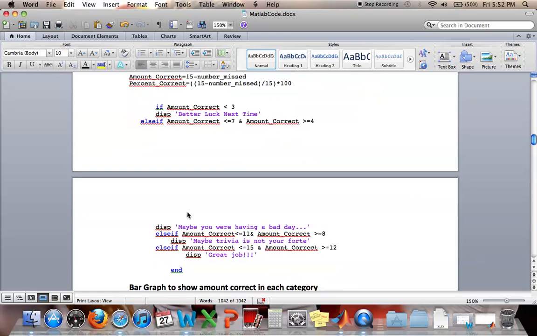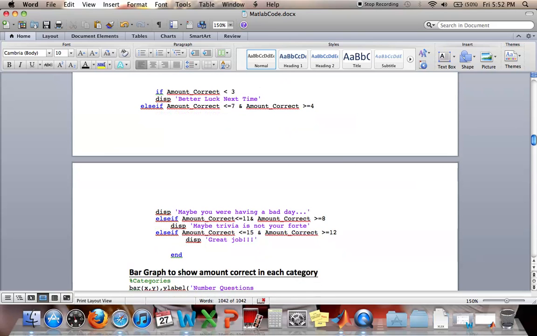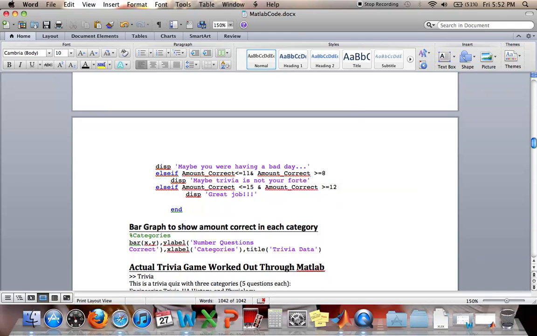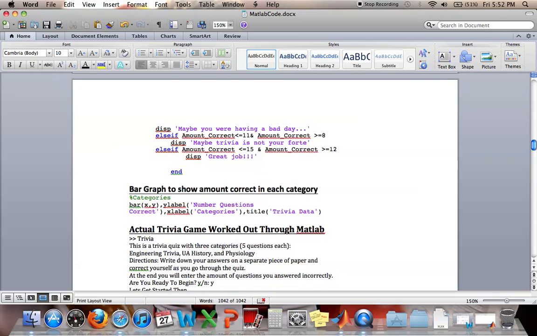Then my else if statement will come in. If you got less than 3 correct, it'll give you a response of better luck next time, and then it'll continue with the last. Obviously, missing 3 or fewer, or none, would give you a great job.